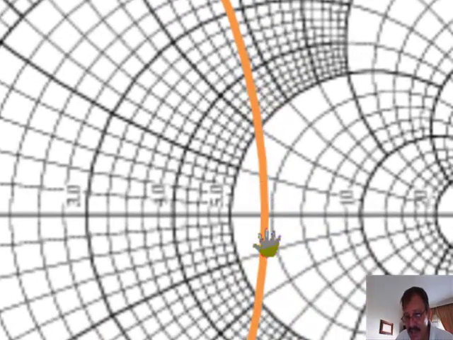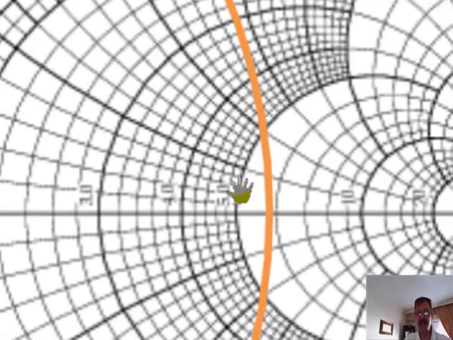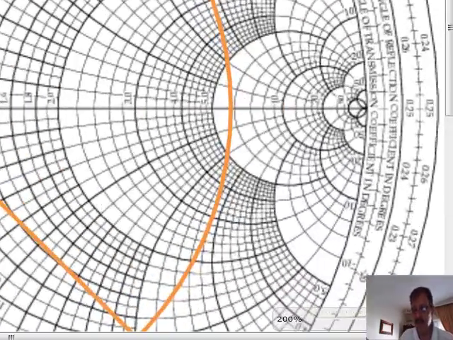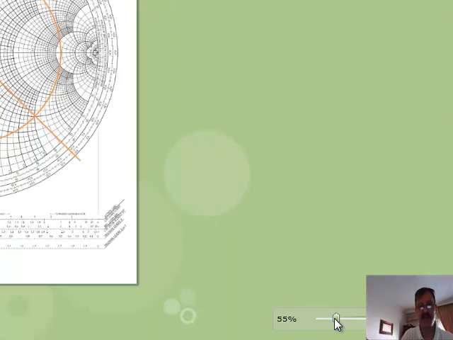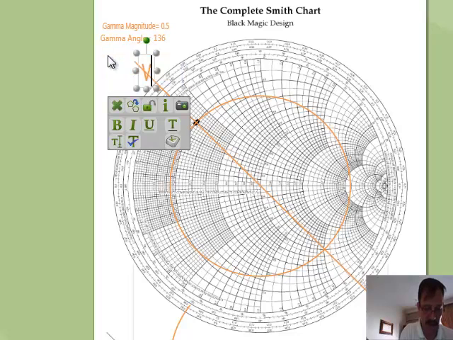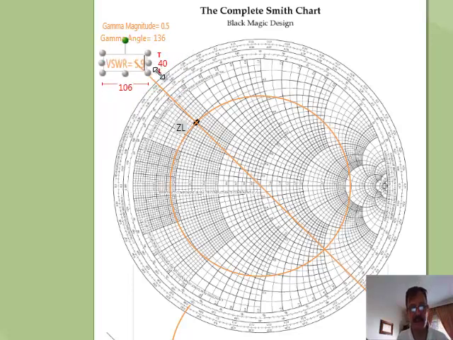the intersection of this ZL circle with the real axis, and we estimate the nearest resistance circle. Here we see that the nearest resistance circle is 5, here is 10, so that would be 6, 7, 8, and so this is about 5.8, 5.9. So we zoom out, and then we write down the text that the VSWR is equal to around 5.9, I would say. So we have determined two values so far.